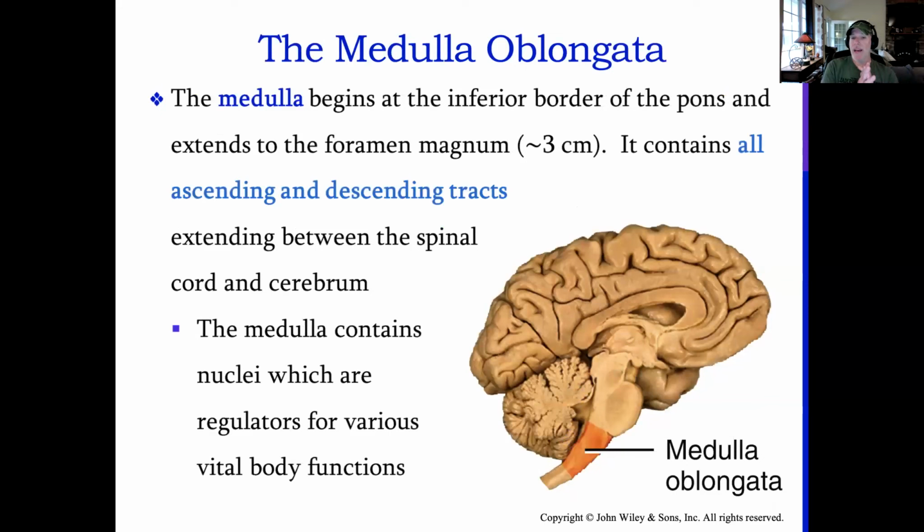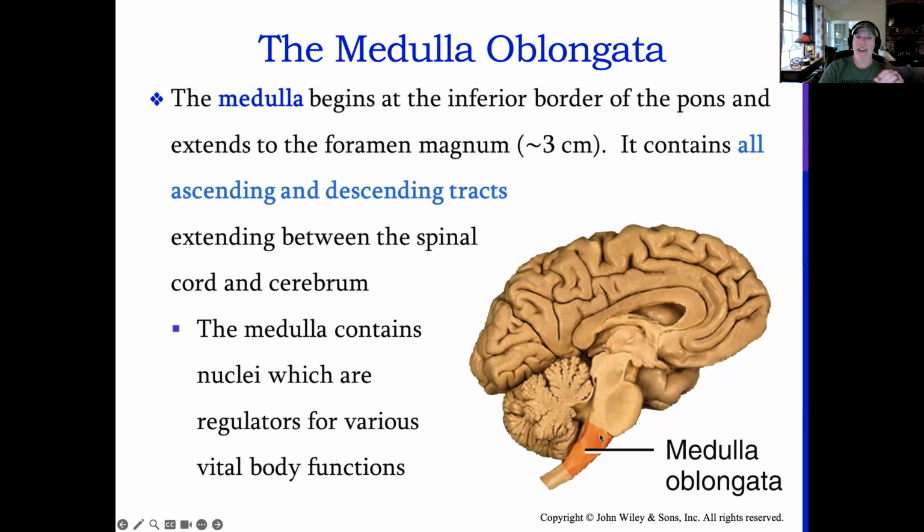Now, the medulla oblongata is the inferior most part of the brainstem, and it's going to be the only part of the brainstem that actually extends outside of the cranial cavity. Remember, the foramen magnum, the opening in the base of the skull, allows for the brainstem to extend out, which is why we said the spinal cord didn't start until about the level of C2. The brainstem that extends out is this little section right here.